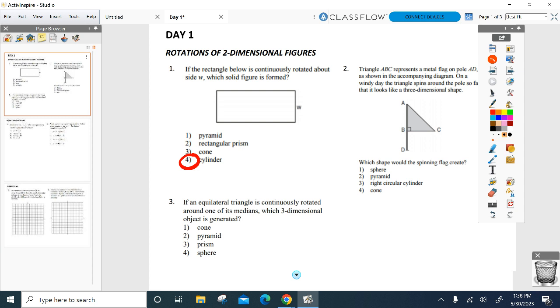I'm going to rotate it around the side. Rotate it. We see the cylinder start to form. All right, let's roll 2.